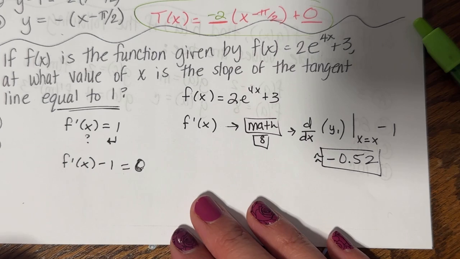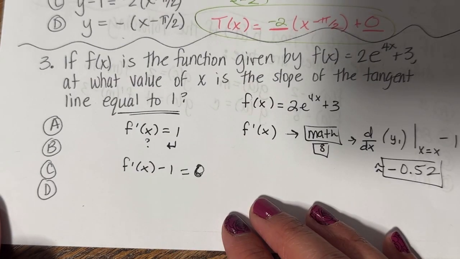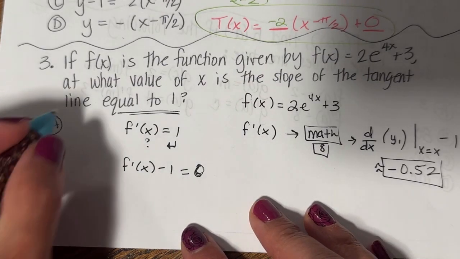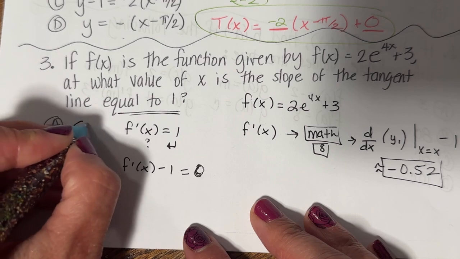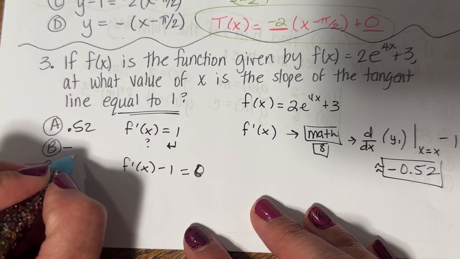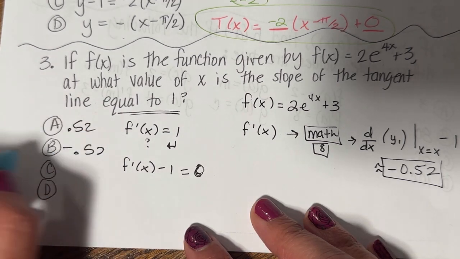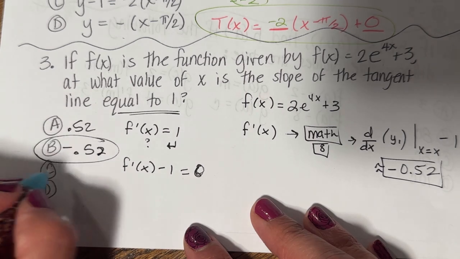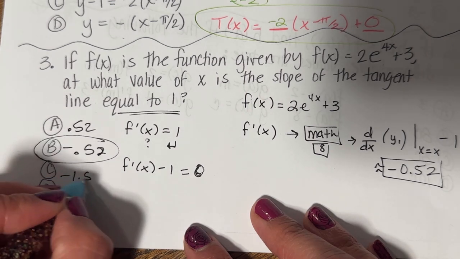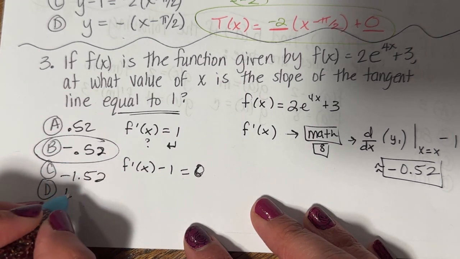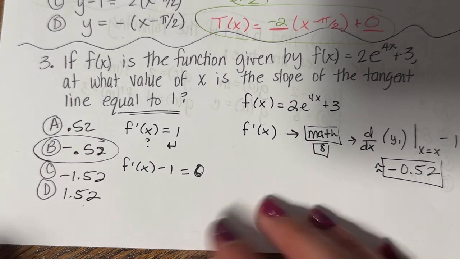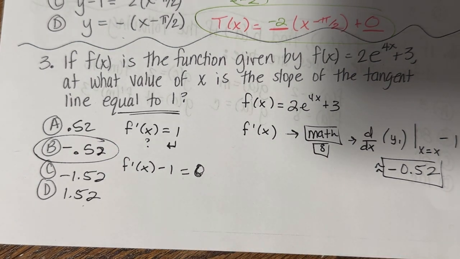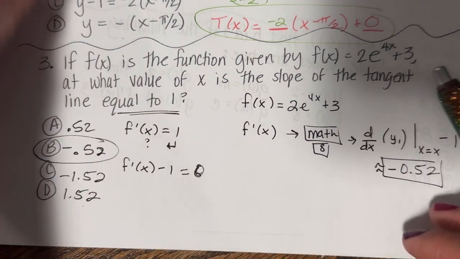So now I have an old copy of the warm-ups. You guys have the newer copy. So for A, it said 0.52. For B, it said negative 0.52, which is the answer. For C, it said negative 1.52. And for D, it said 1.52. So obviously B is the correct answer. So there you go. All right.